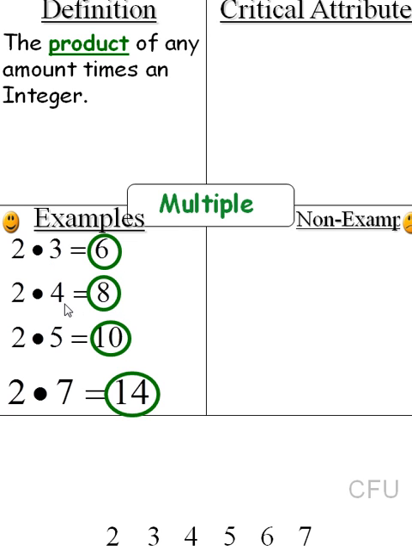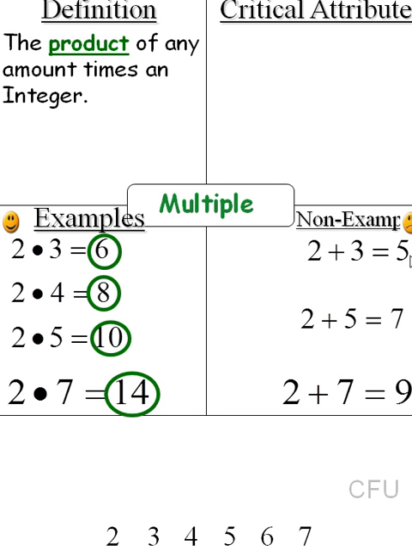Is 8 a product of 2 times 4? Yes. Is 8 a multiple of 2? Yes. Is it a multiple of 4? Yes. Is 10 a product of 2 and 5? Yes. Is it a multiple of both? Yes. Same thing with this one. Are we there? Non-examples. Copy this, please.